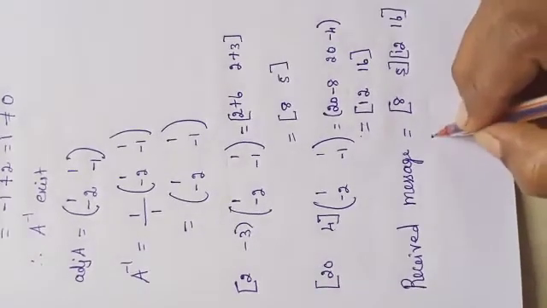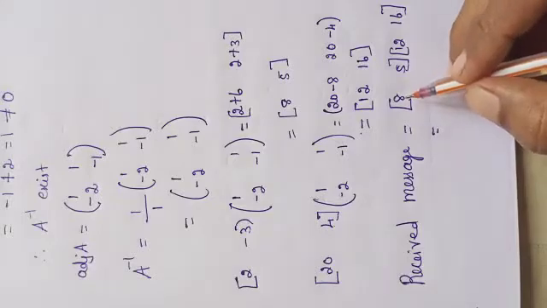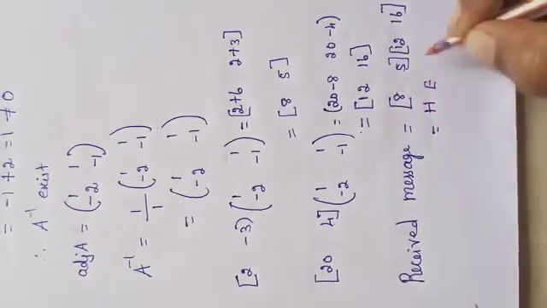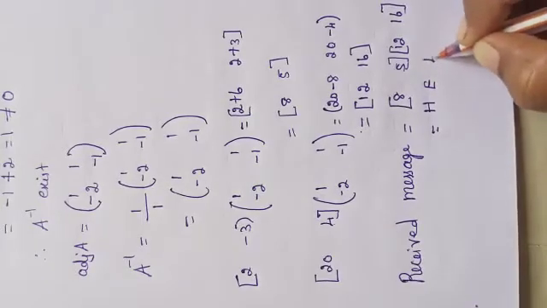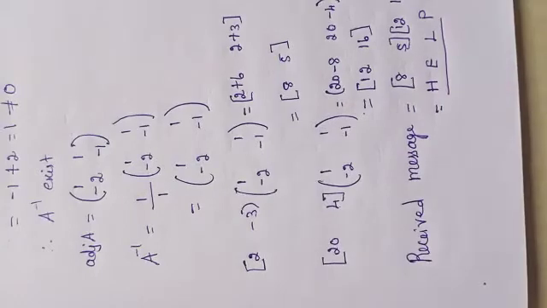Now we have to write it as letters. A, B, C, D, E, F, G, H. And this is E, and 12 is L, and 16 is P. So the received message is HELP.